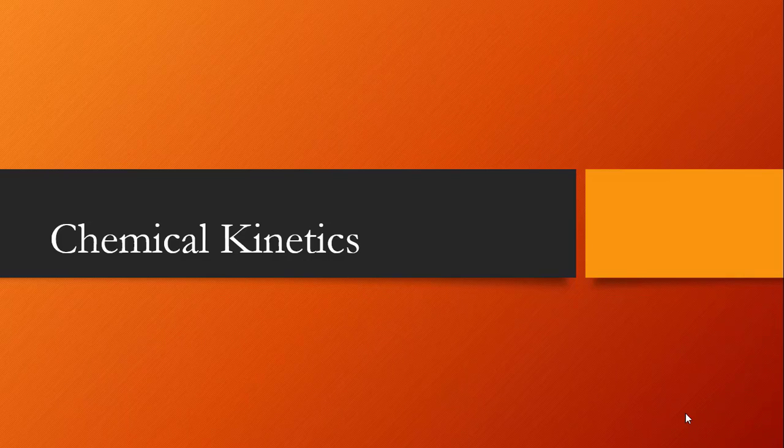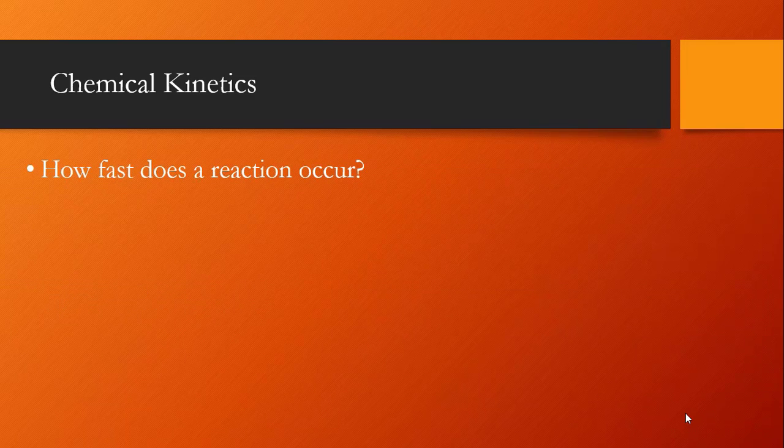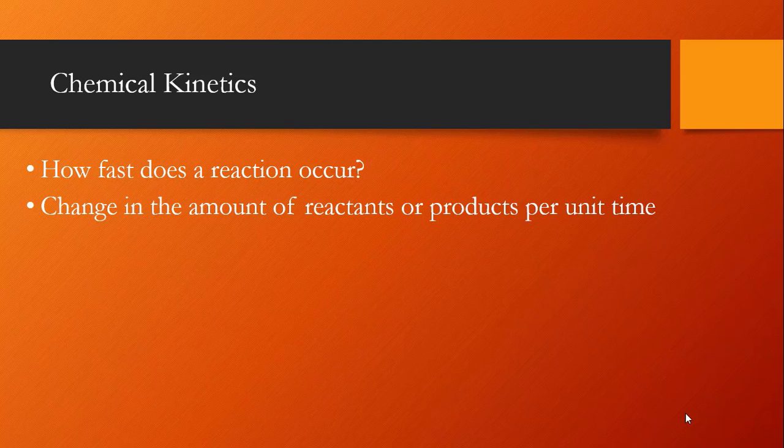Continuing our exploration of chemical kinetics, we're going to be talking about the differential rate law. Now, just to remind you, kinetics answers the question, how fast does a reaction occur? We're looking at the changes in the amount of reactants or products per unit time. The usual unit is molarity per second.